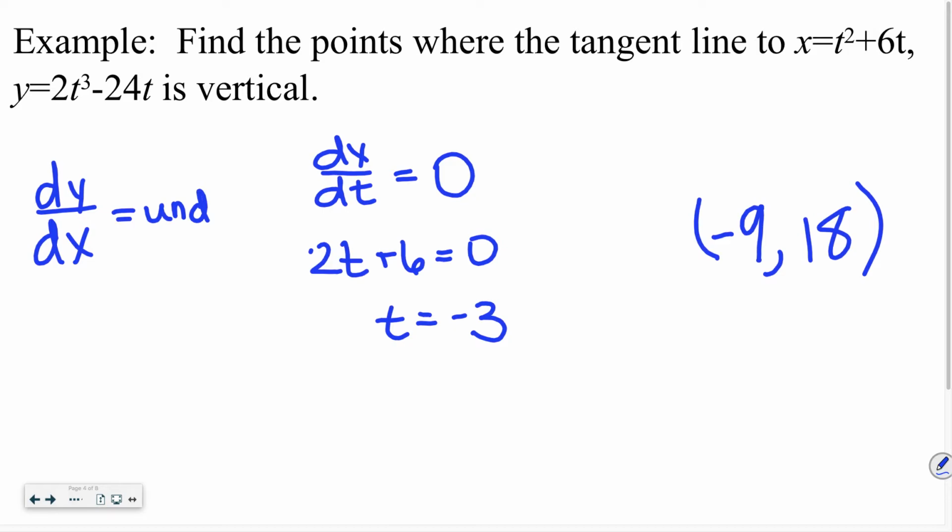Now, what happens if dy/dt and dx/dt are simultaneously 0? It's not smooth, and not smooth means we're going to have some type of corner, which means it would not be differentiable there. So if you ever have a time where dx/dt and dy/dt are both 0, we are not differentiable.